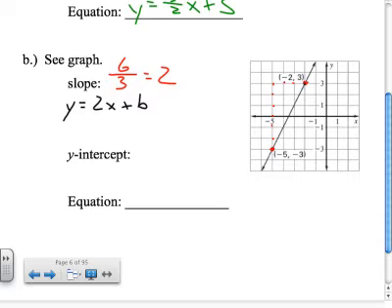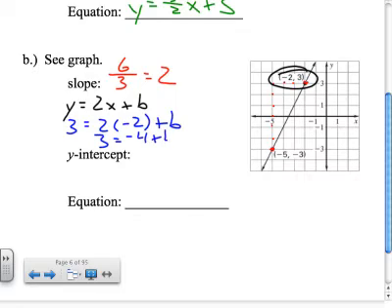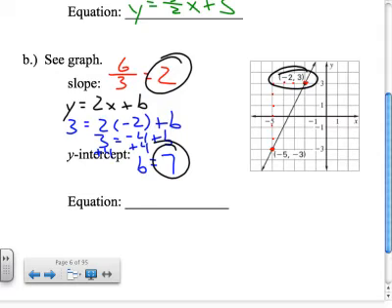And now you have a choice. You can choose either one of these points that they gave you. I'll use this one. I'm going to plug that in for x and y. So I get 3 equals 2 times -2 plus b. So this is really 3 equals -4 plus b. Add your 4 to both sides. And so your y-intercept is 7. Once I have my slope and my y-intercept, my work is done. y equals 2x plus 7. y equals mx plus b.